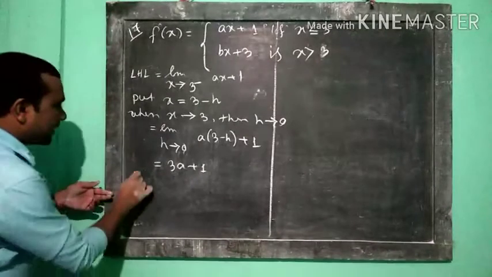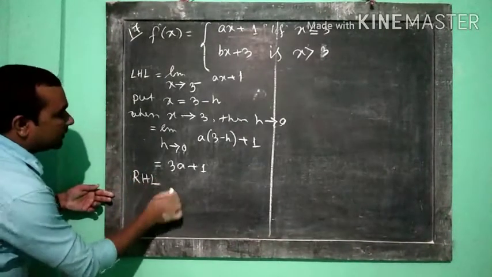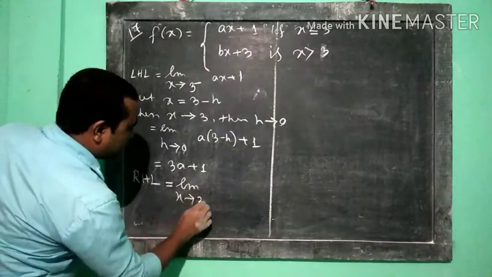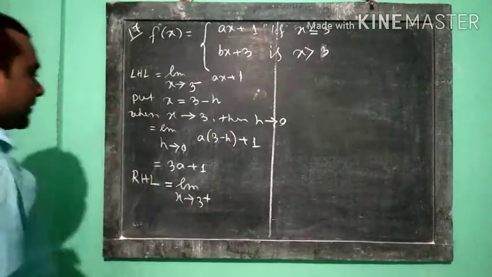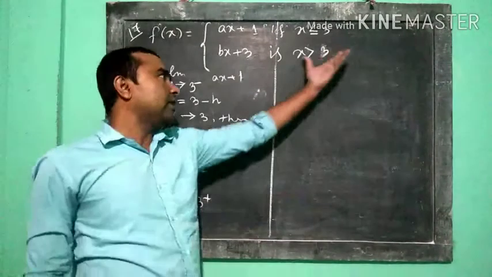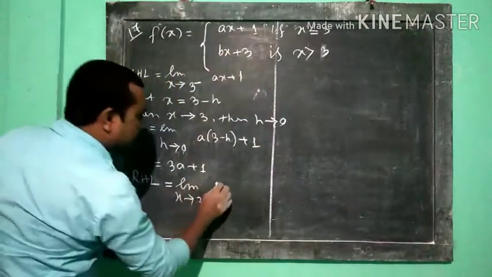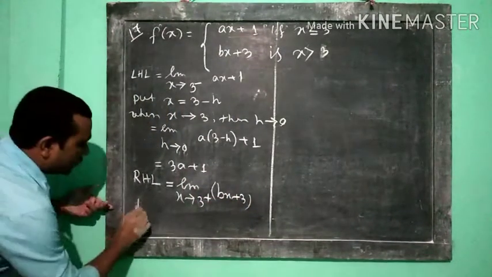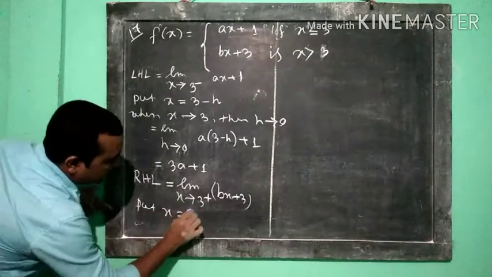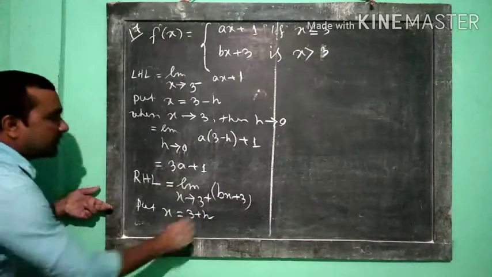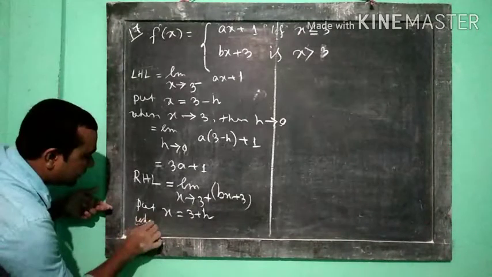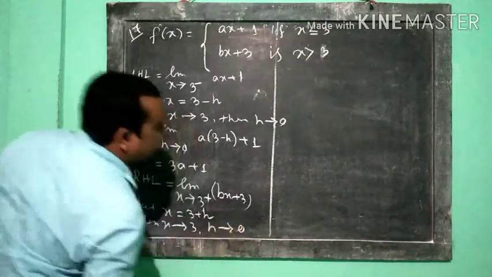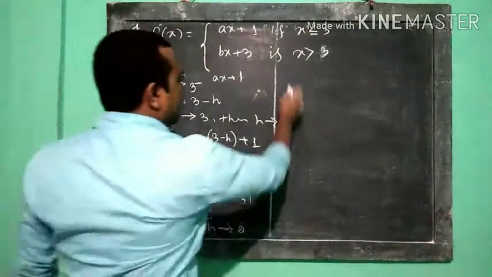Now we are going to find the right hand limit. The right hand limit is the limit as x tends to 3 positive, which means x takes values more than 3. Then the condition is bx plus 3. Now put x equal to 3 plus h. When x tends to 3, then h tends to 0.